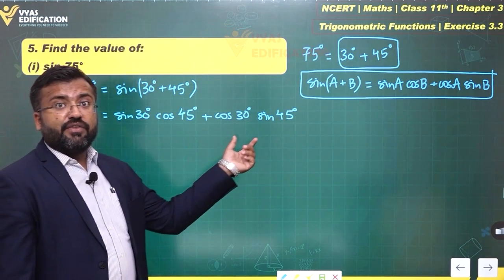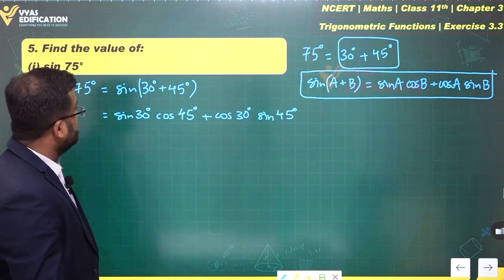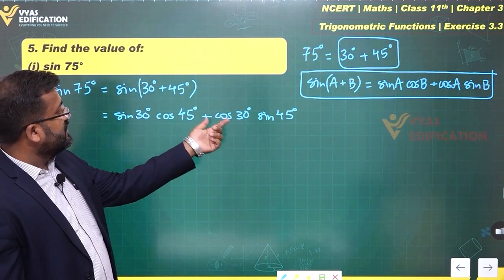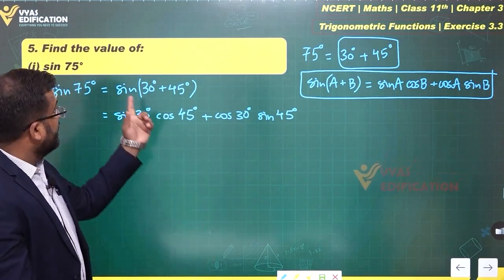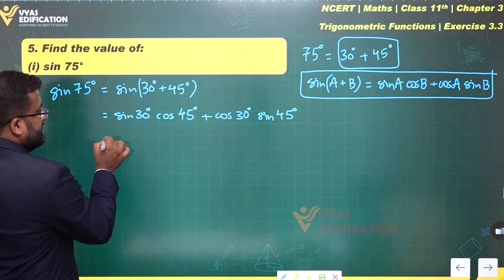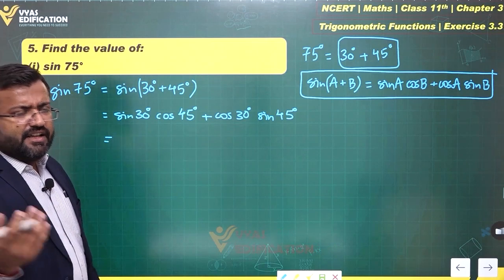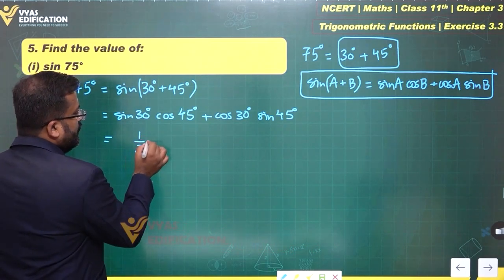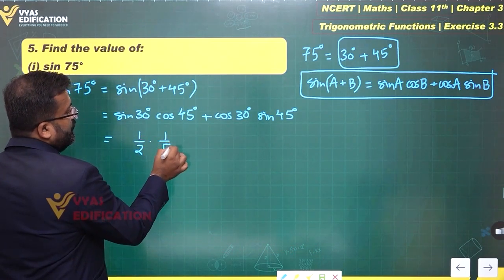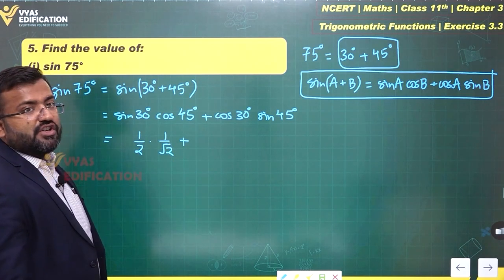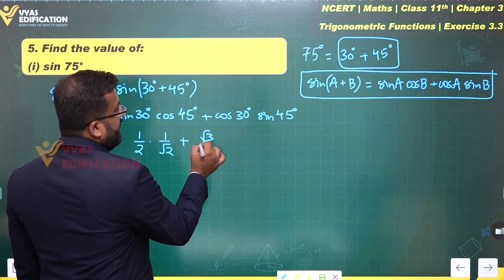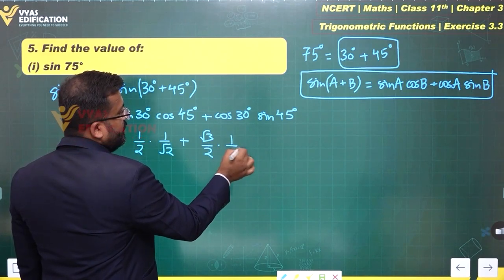Sine 30 degree cos 45 plus cos 30 sine 45 degree. That's what you get, right? I hope that's correct. Yes, this is correct. What's the value of sine 30 degree? We know that sine 30 degree is 1 by 2. Cos 45 degree is 1 over root 2. Plus, what's cos 30 equal to? Cos 30 degree is root 3 by 2. Sine 45 is 1 by root 2.